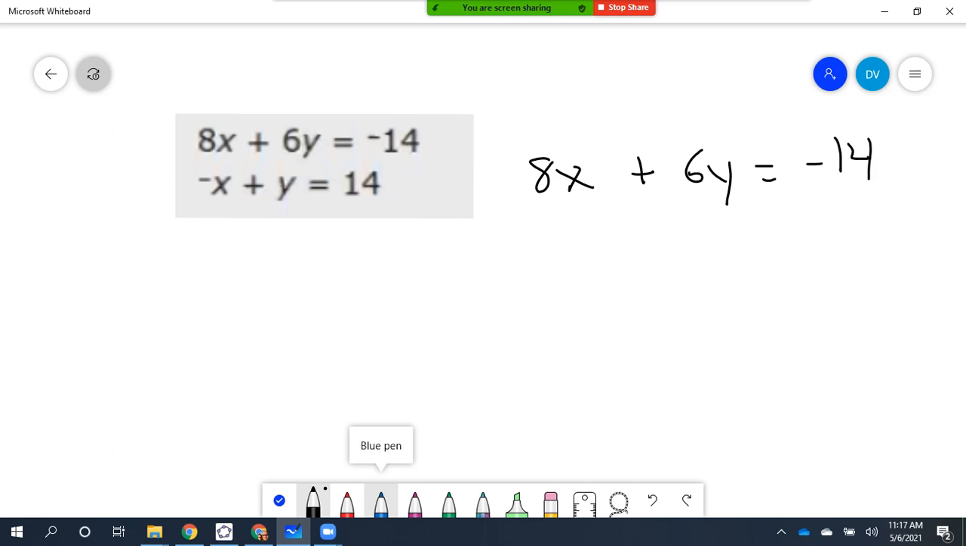And then I'm going to put ones here. This is negative 1x. I'm not going to say you have to, but sometimes it helps. Plus 1y is equal to 14. Okay. And I think I'm going to pause this from time to time. Is this the pause button?